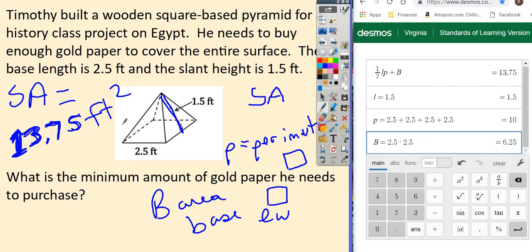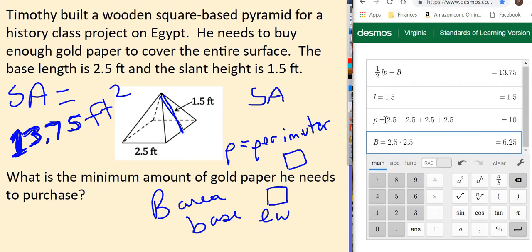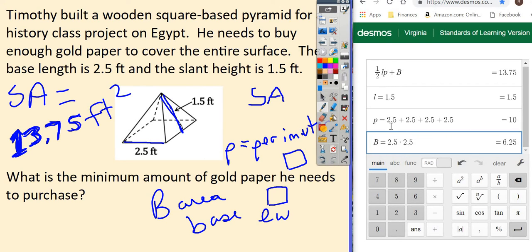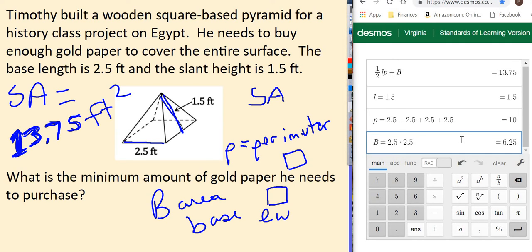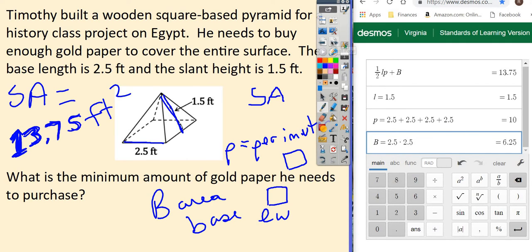Okay. Don't let these things scare you. Don't let the slant height scare you. It's in the picture. Don't let the P, the perimeter of the base. All you're going to do is find the side length of the base and add it 4 times. That's all you have to do. Then once you have that perimeter, you just take the same number and multiply it times itself, and that gives you the area of the base. So it'll work for you every time.